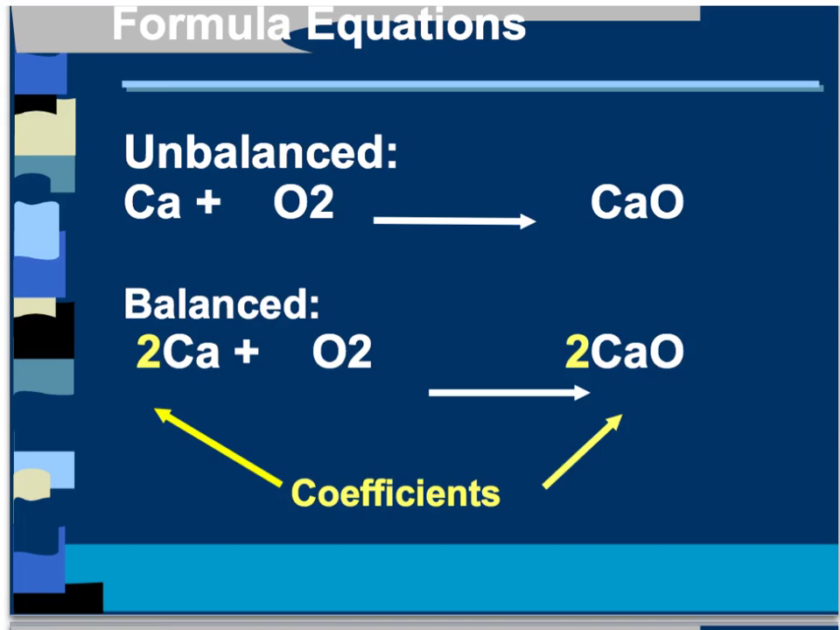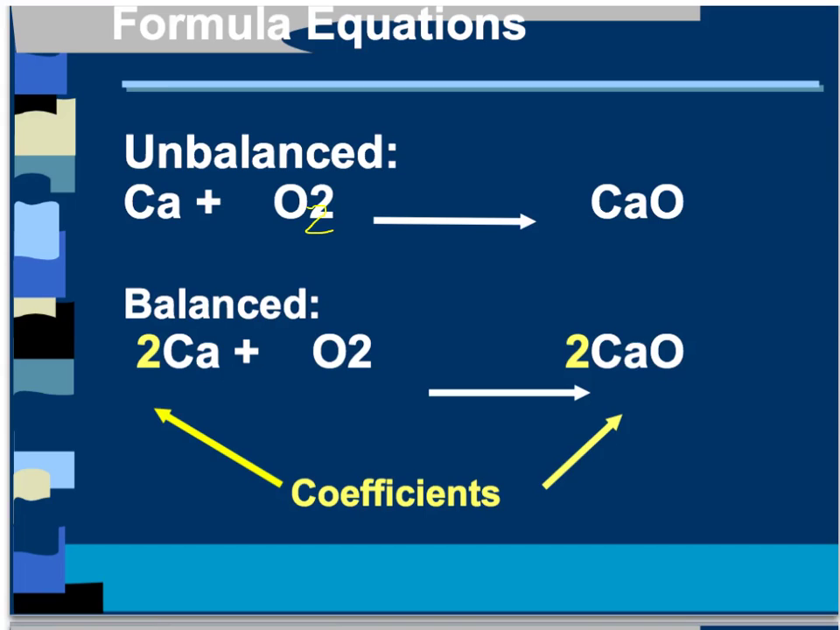And what we're going to want to do is notice how we've added two coefficients here. The coefficients are out in front of the chemical formula. And the idea behind this is, if we look at the equation up here, I've got one calcium on the reactant side, one calcium on the product side, so that's good. But then if I look here, I've got O2, and it's like a subscript here, so it's O2.